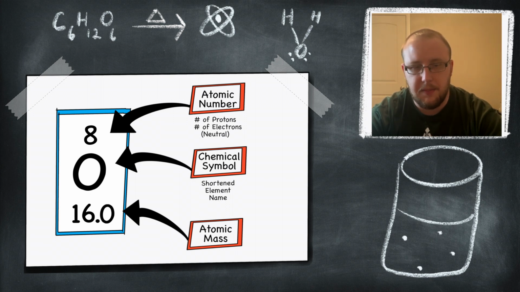Now we can go to the atomic mass. The atomic mass is the number at the very bottom of the periodic square. It is usually a decimal number, but does not always have to be. The atomic mass is basically how massive the element is.